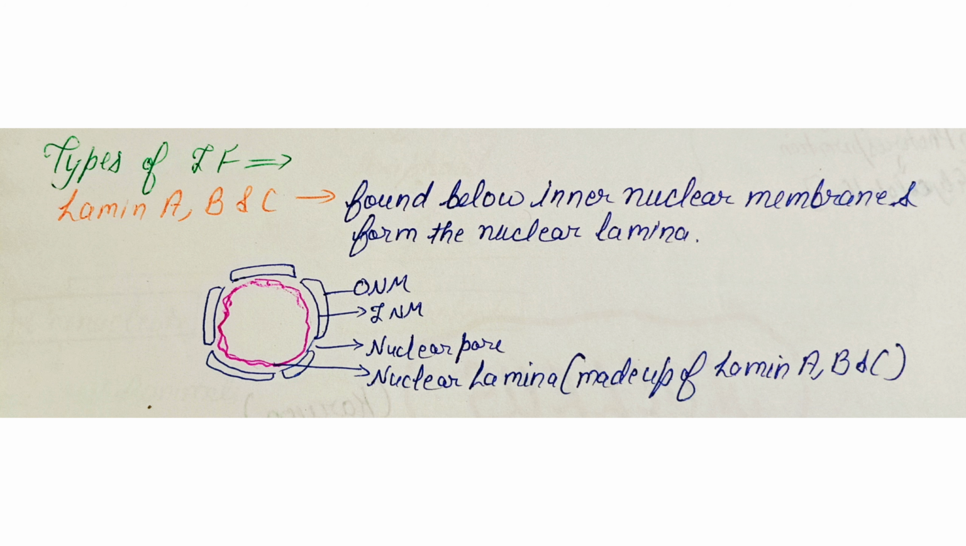The examples of intermediate filament are lamin A, B, C and keratin, desmin, peripherin. Lamin A, B and C are found below the inner nuclear membrane and form the nuclear lamina.